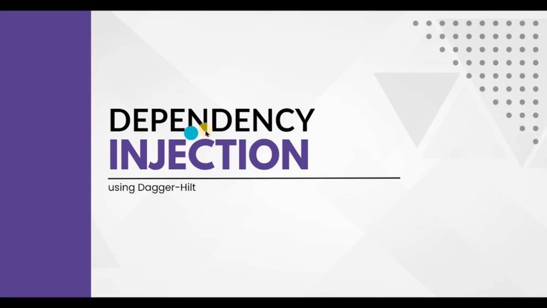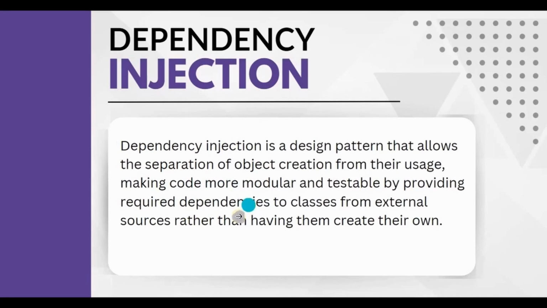Now, let's understand what exactly dependency injection is. So, consider a code where we have multiple classes dependent on one class, which makes the entire code tightly coupled. Tightly coupled means classes are dependent on each other, and ultimately it becomes very difficult to manage and test. Hence, to overcome this issue, dependency injection was introduced.